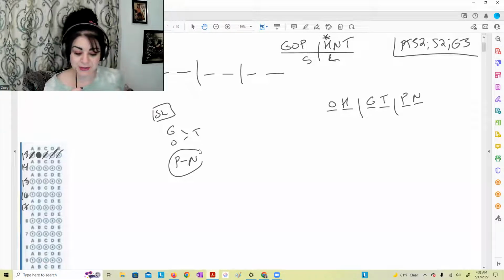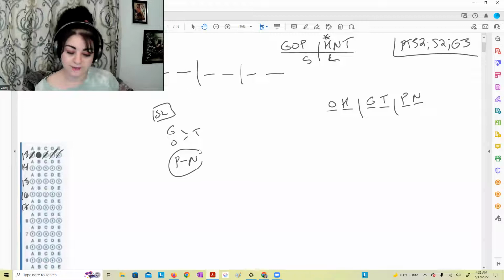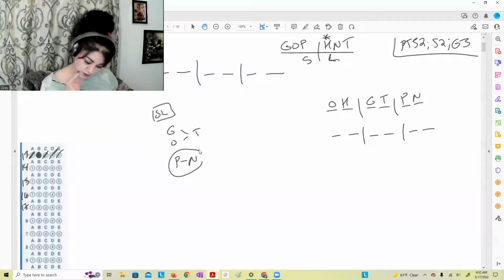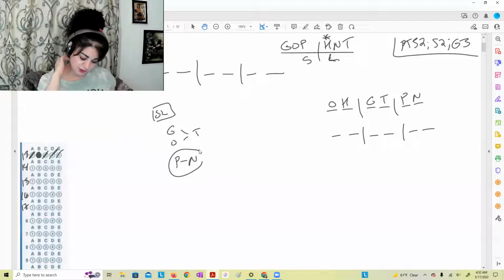So let's see, going to the next one. This one has a local rule on it, and it has a could be true degree of certainty. Let's set that up. So G is short.